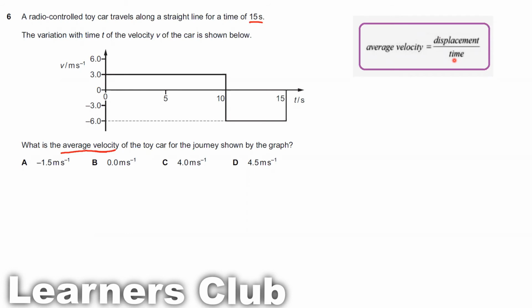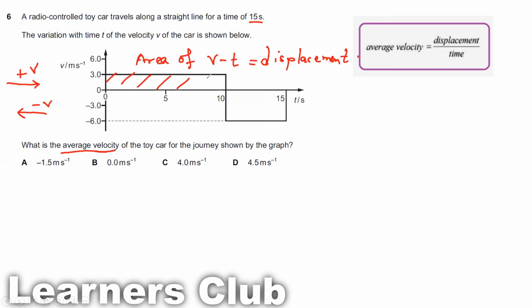Now, when we take the area of the v-t graph, you will get displacement. If your V is positive, then it's moving forward. Your V is negative when moving backwards. So when we consider the area here, 3.0 into 10, the displacement is 30 meters. So let's keep this as your starting reference point.